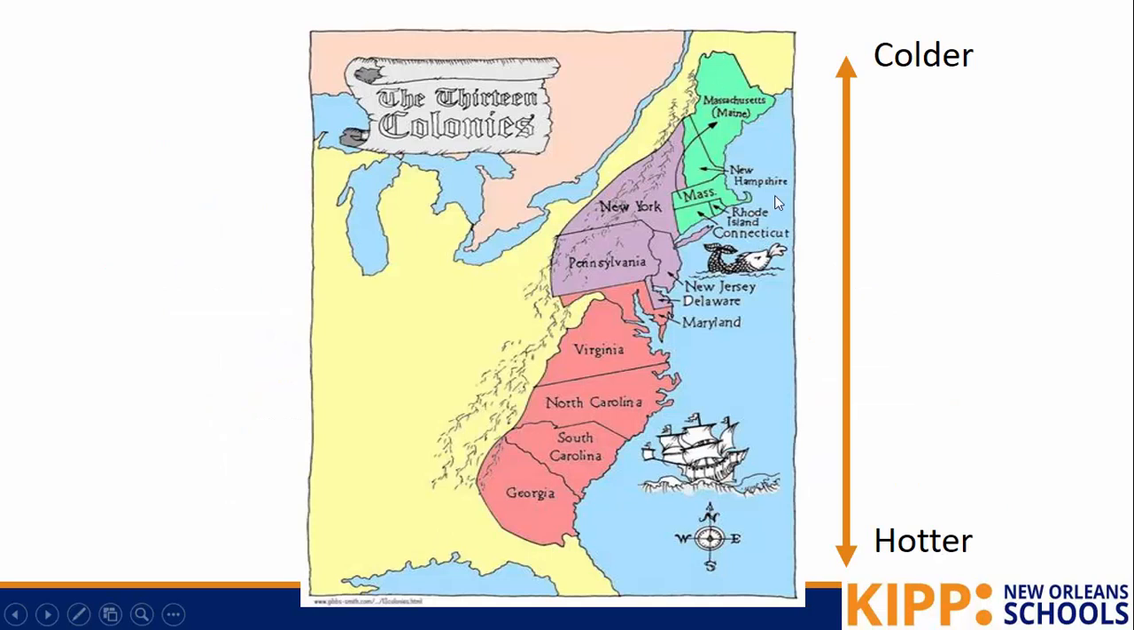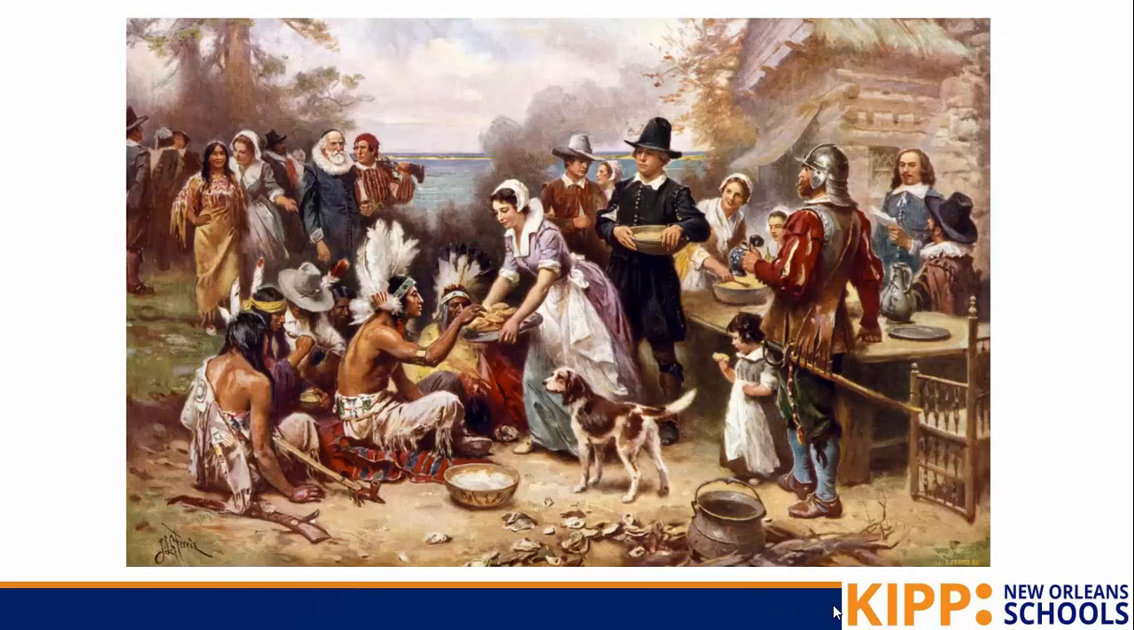The Plymouth colony was over here in the New England colonies. And remember, the farther up we go, the colder it is. The farther down you go, the hotter it is. Here's a picture from the first Thanksgiving. Again, the natives are given credit for helping the Pilgrims survive their first couple of winters.